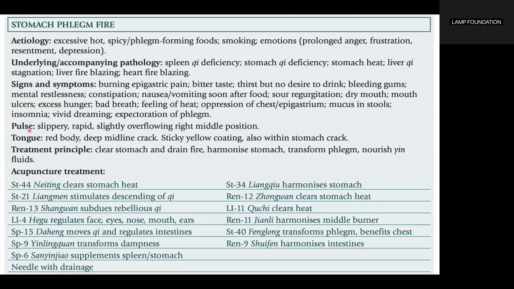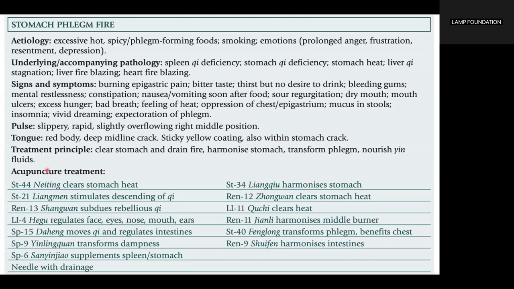Pulse is slippery, rapid, slightly overflowing, right middle position. Tongue: red body, deep midline crack, sticky yellow coating also within the stomach crack. Treatment principle: clear stomach and drain fire, harmonize stomach, transform phlegm, nourish yin fluids.